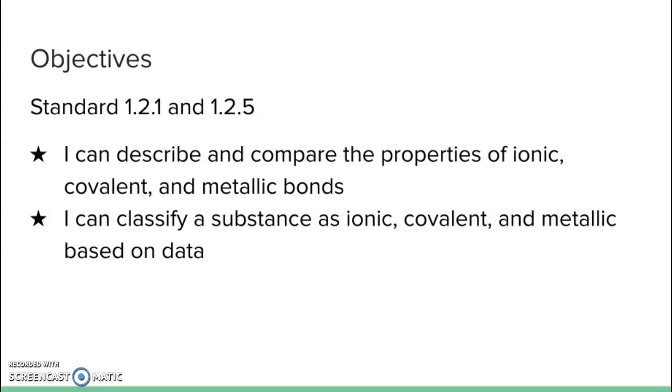So what we're going to be able to do today, we're going to look at two more objectives. You're going to describe and compare properties of ionic, covalent, and metallic bonds. And you're going to have to classify a substance as one of the three bonds based on data. So we're going to be wrapping up all of our types of bonding today and then go from there.